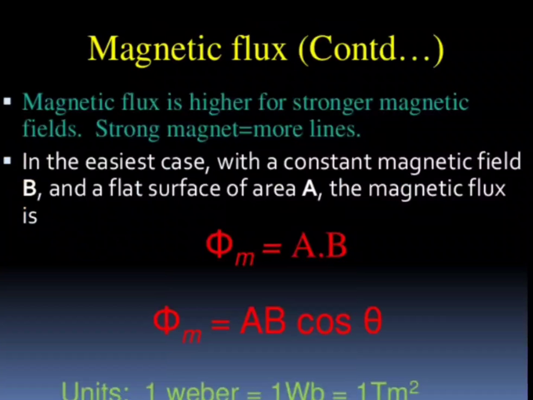So the magnetic flux phi m is expressed as A dot B. Here A is the area and B is the magnetic flux density. Theta is the angle between A and B. So phi m is expressed as AB cos theta. The unit of magnetic flux is 1 Weber, and it is also expressed as 1 Tesla meter square.